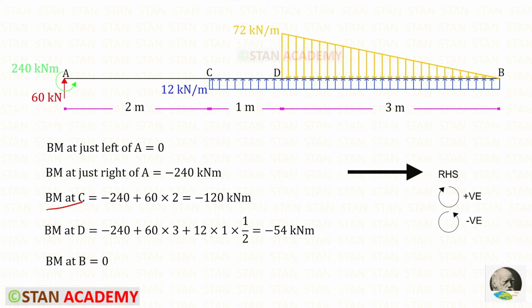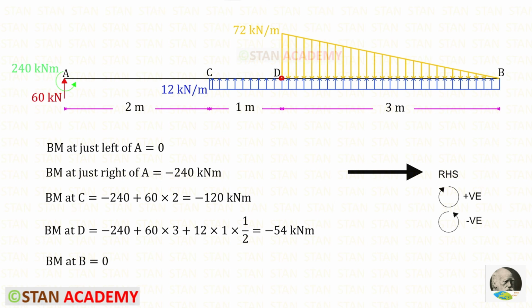Let us find the moment at C. MA is acting in the anti-clockwise direction, so it will be negative. RA is acting in the clockwise direction, so it will be positive, and the distance is 2. For the moment at C, we will get minus 120 kN meter.